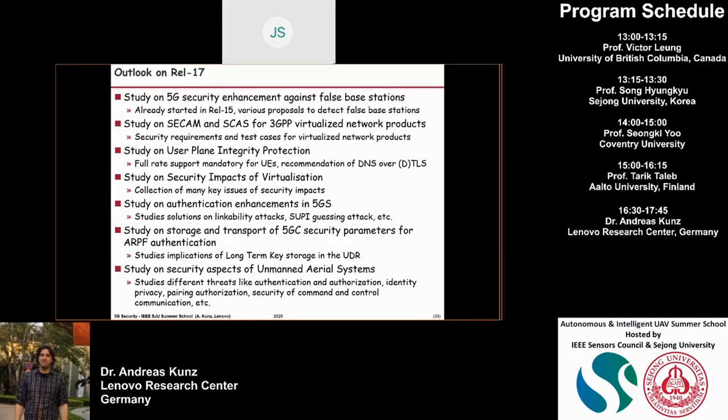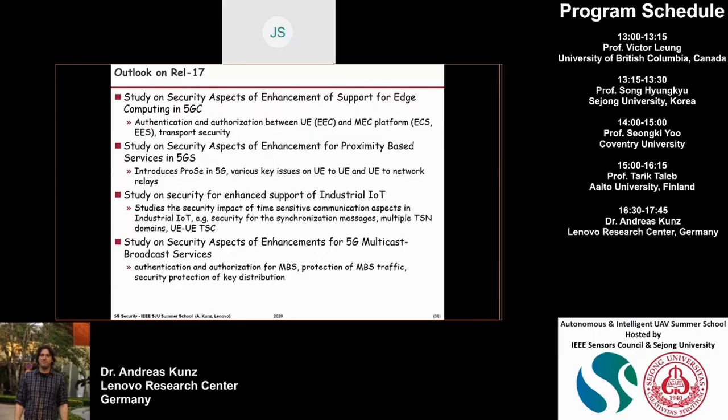Then we have the security aspects of the unmanned aerial systems. This just started, and we have already a collection of different threats like authentication, authorization, identity, privacy, pairing authorization, security of the command and control communication, and so on. And then we do have the security aspects of the mobile edge computing. This is looking into the authentication and authorization between the UE and the MEC platform, as well as the transport security.